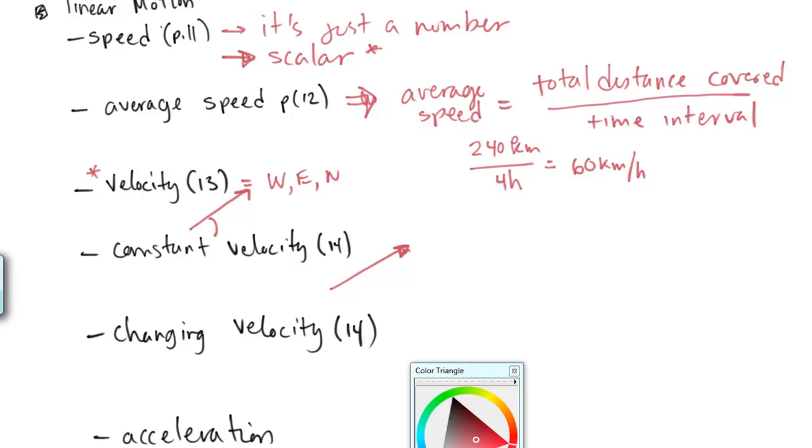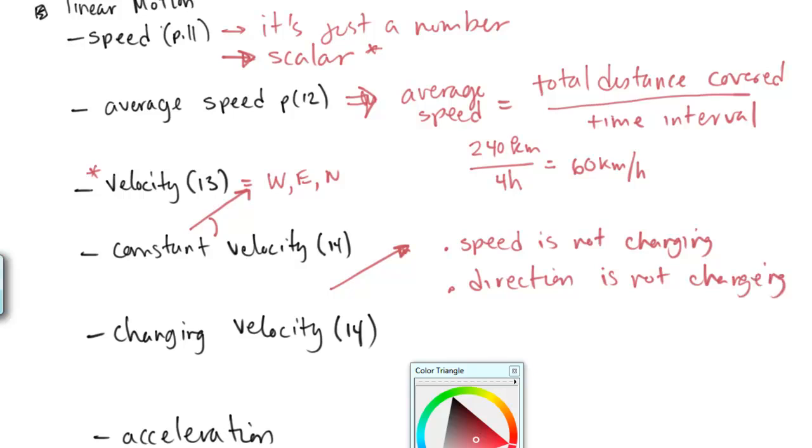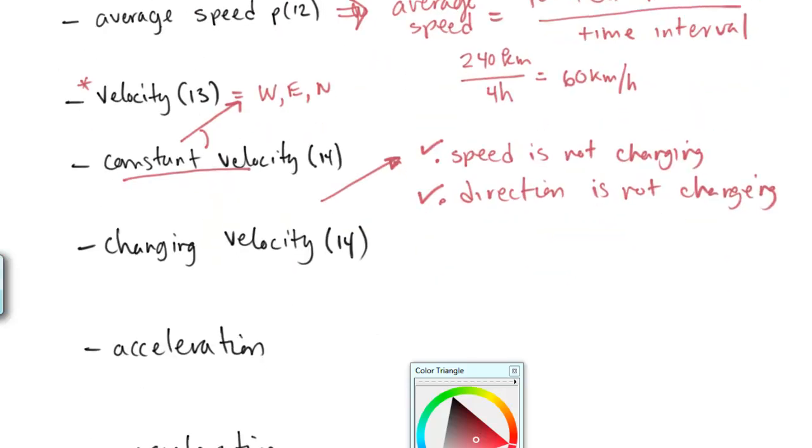Because the speed is not changing, and the direction is not changing either. So for something to have a constant velocity, the speed needs to be the same and the direction needs to be the same. If you do have a changing velocity, it's either because the speed changes, or the direction changes.